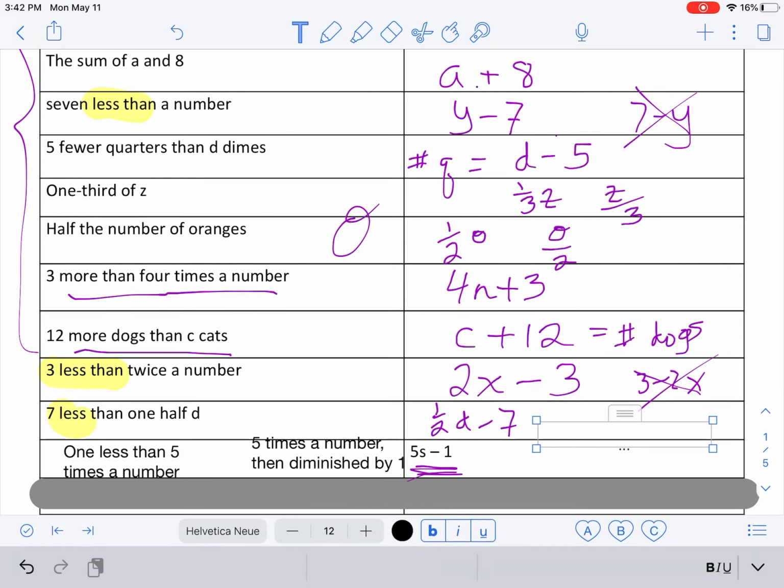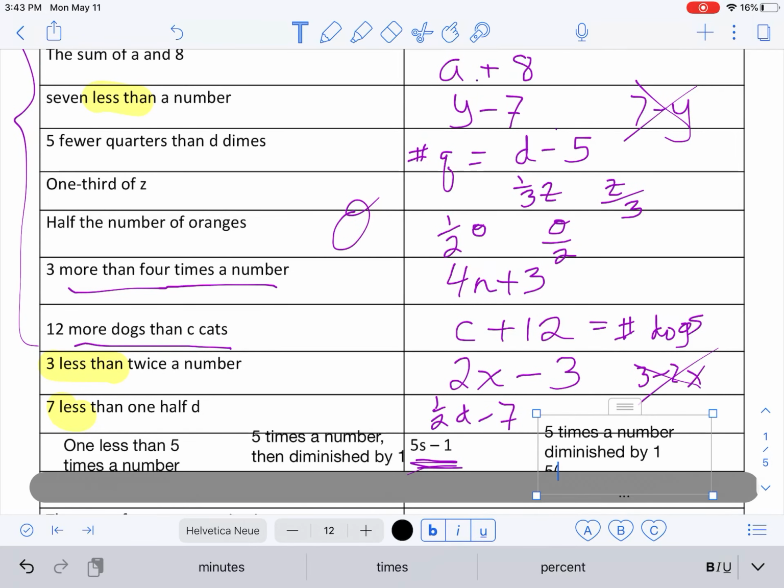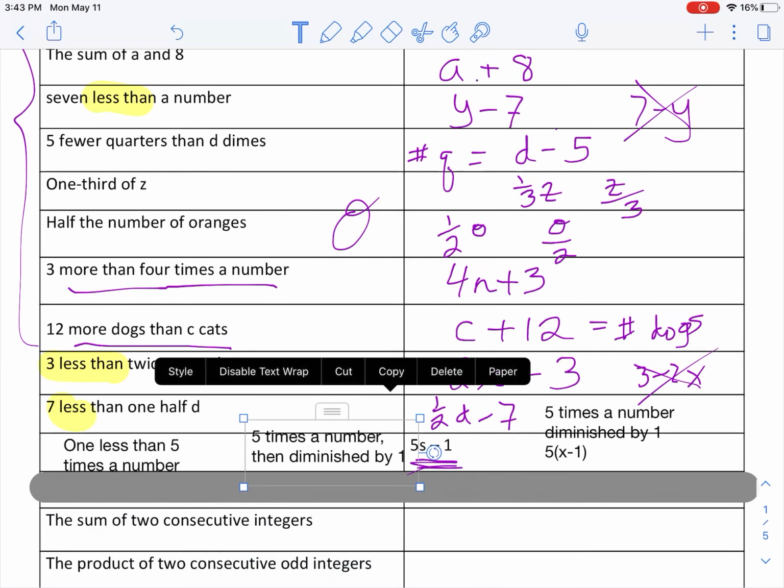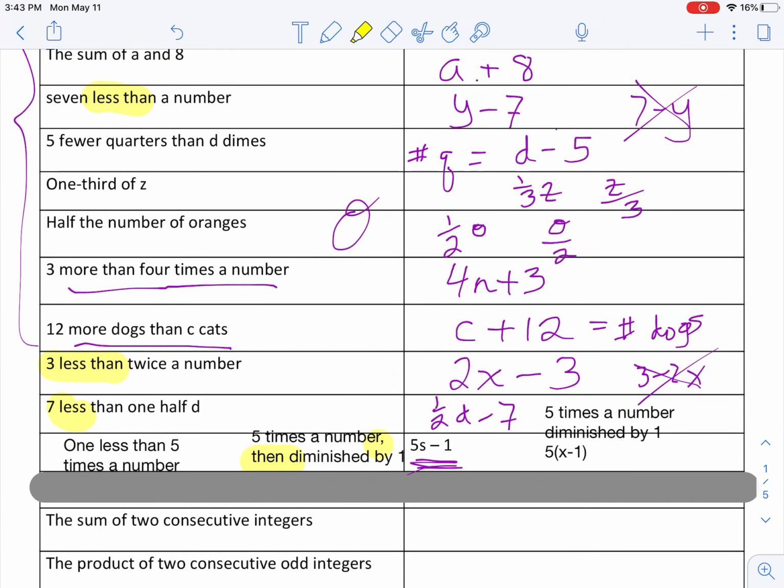Notice that's different than 5 times a number diminished by 1. Because 5 times a number diminished by 1 could look like this, and that's not what we want here. So having this comma then helps me say 5 times a number, set that there. I'm not doing 5 times a number diminished by 1. So there's some confusion here. So that's why this version is really the best: 1 less than 5 times a number.